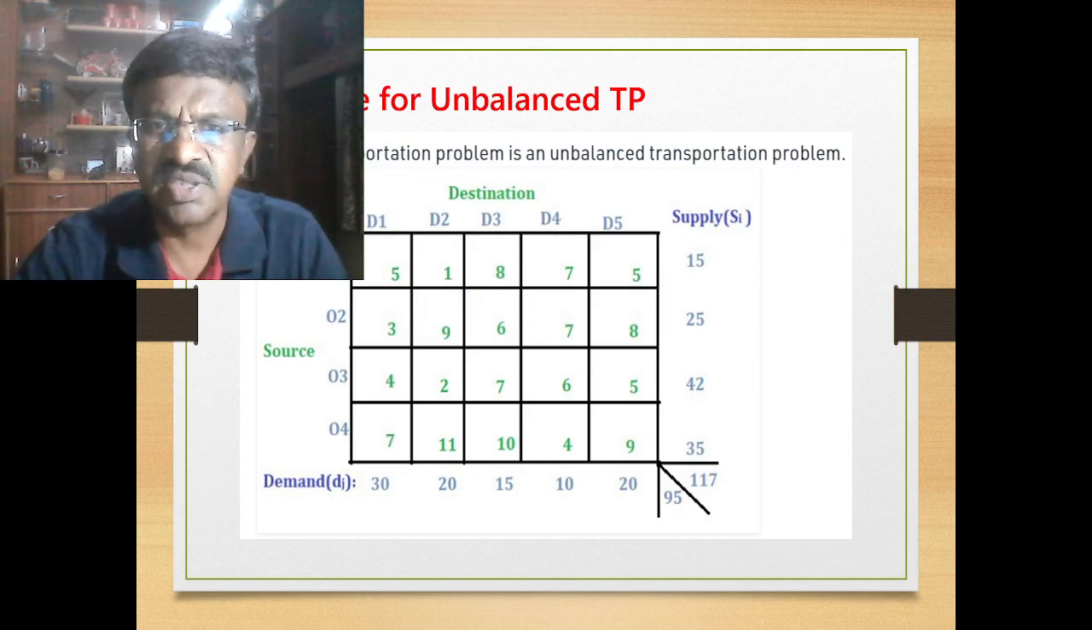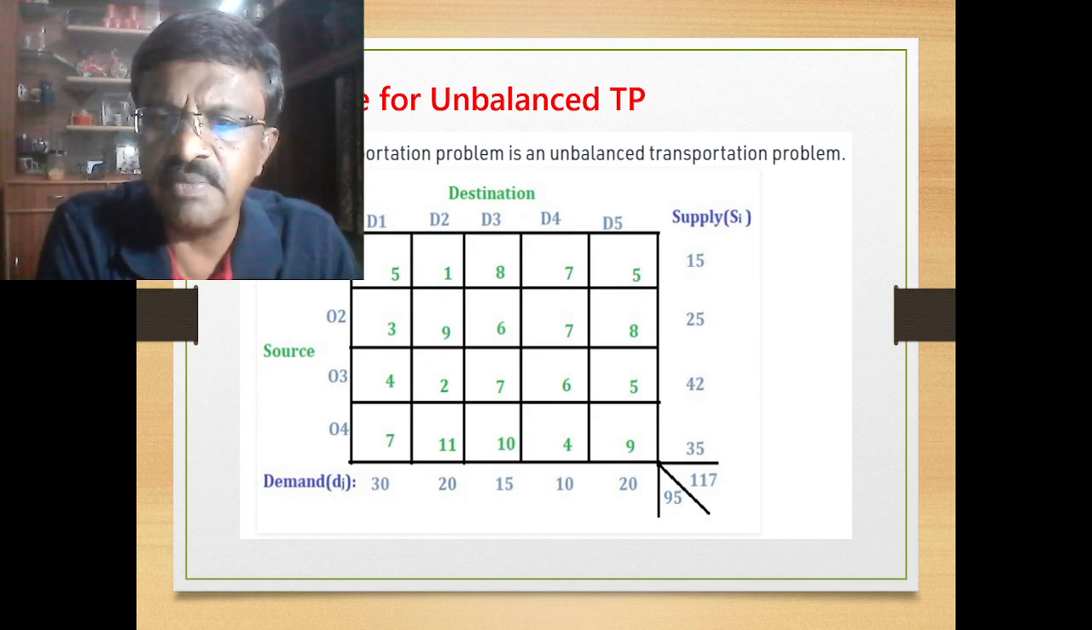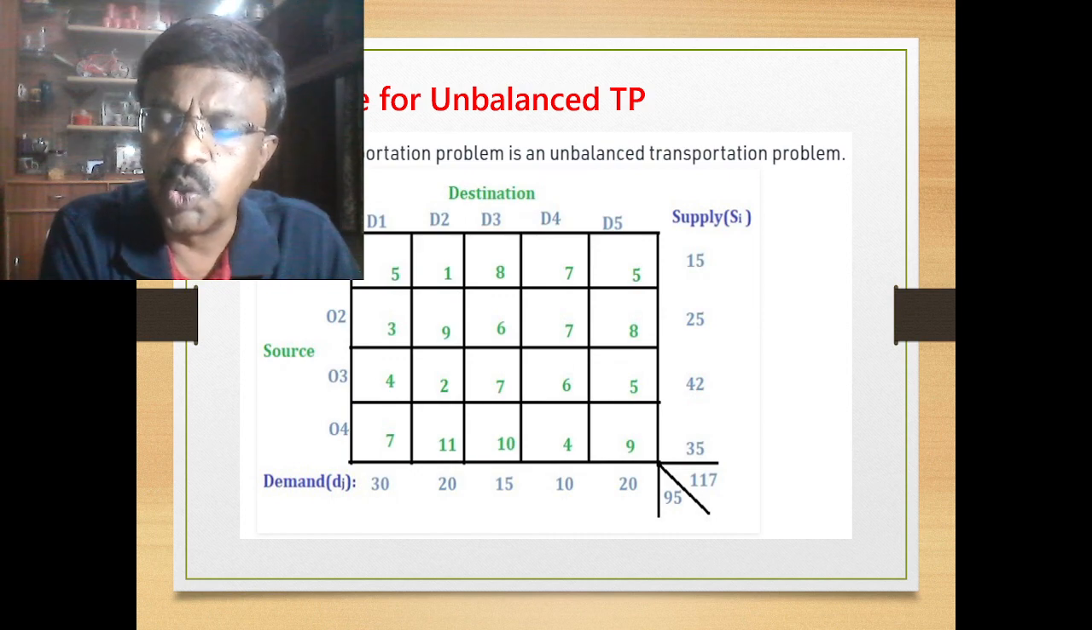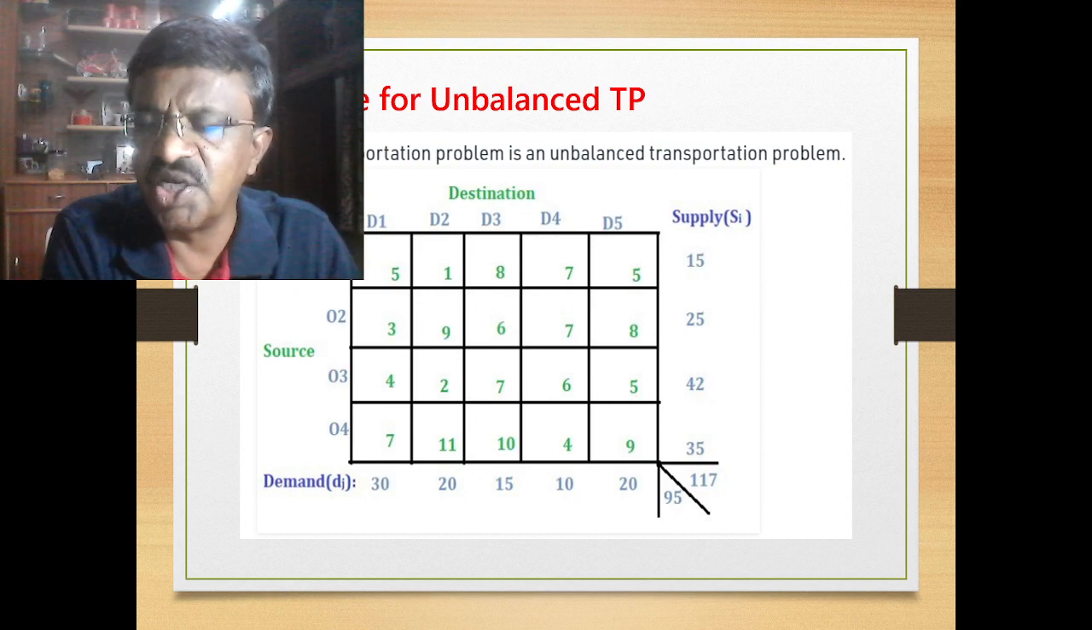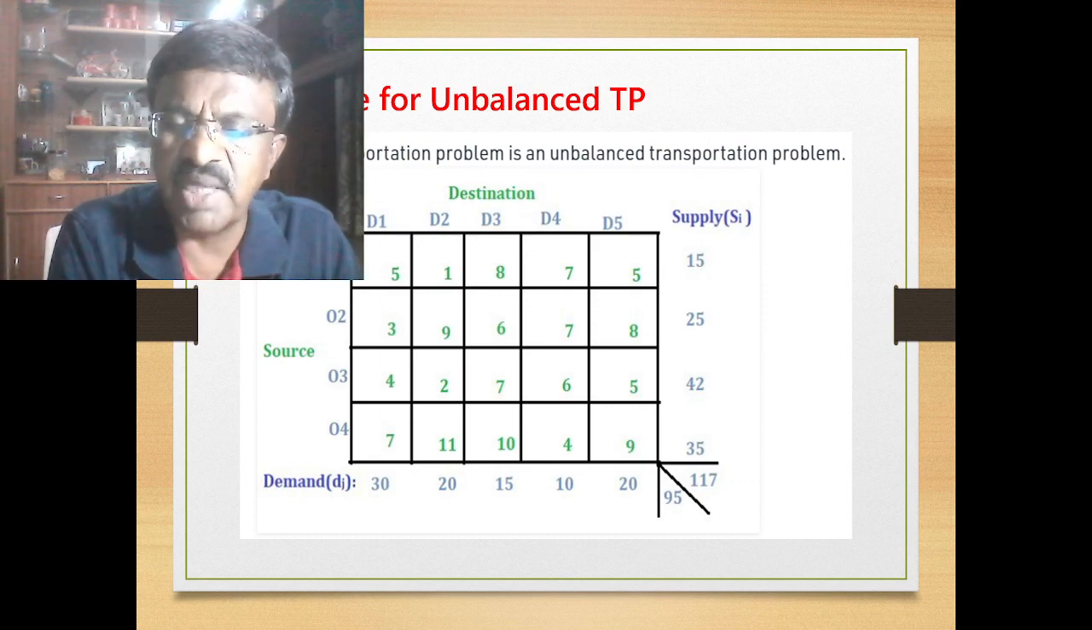Now we shall see an example for an unbalanced transportation problem. As I have already said, an unbalanced TP is one in which total supply is not equal to total demand. But to use the northwest corner rule, or any solution method, either initial or final, for a transportation problem, the given transportation problem should be a balanced one. So we have to make this unbalanced transportation problem into a balanced one.